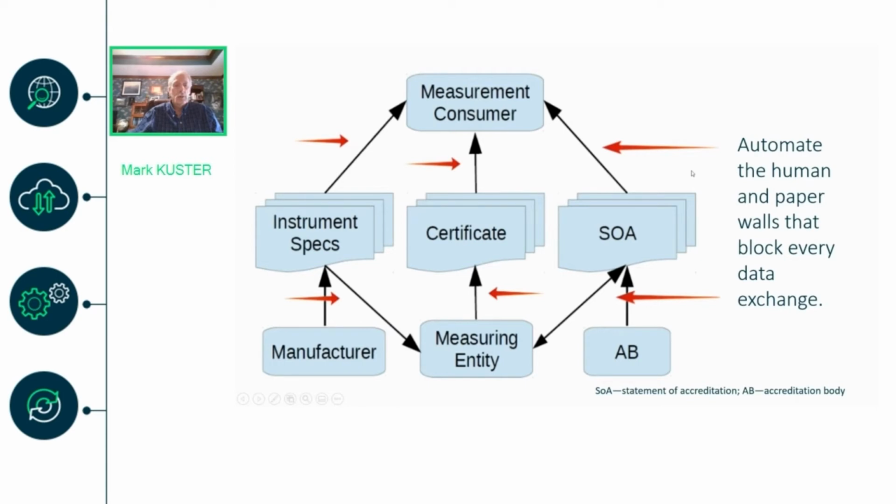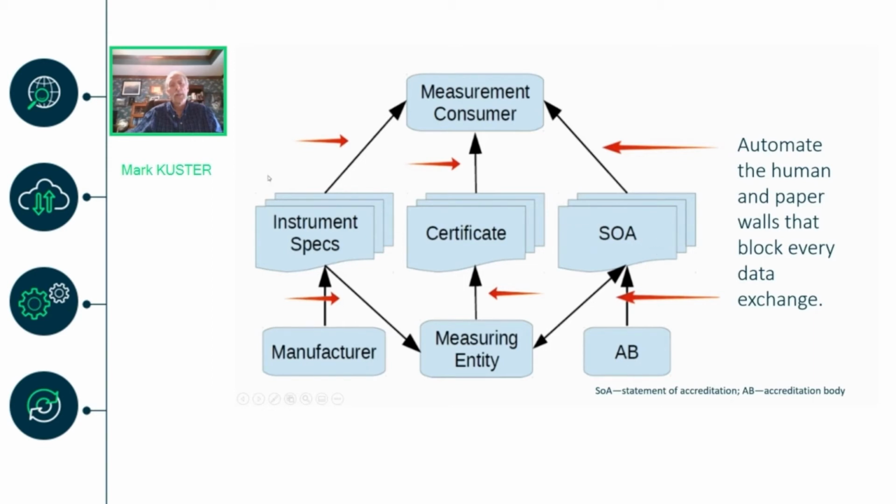So our vision centers around this diagram of the measurement information economy, in which measurement information producers send information to data consumers via these three information vehicles, namely the certificate, which everyone's familiar with, both test and calibration certificates, the measurement instrument specifications also, and accreditation scopes.